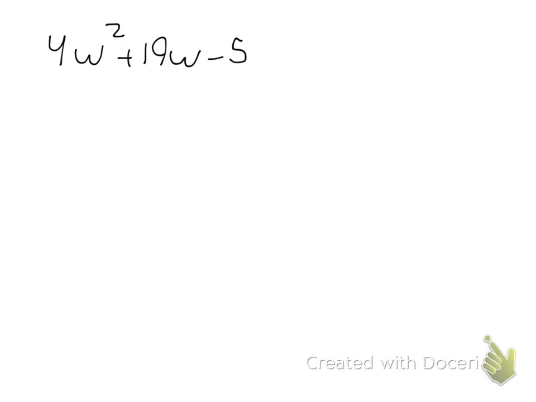Let's think about this. Before, I just said, hey, what are the factors of C? C is 5, yeah? Oh, 1 and 5. Wait a minute. 1 and 5, did that ever give me a 19? No. Oh, so that must be not factorable then, right? Well, it actually could be factorable because this time A is not equal to 1. So therefore, we have to consider a different method.